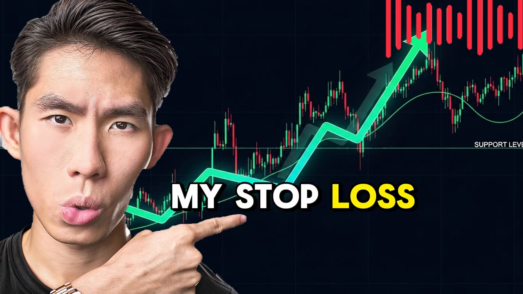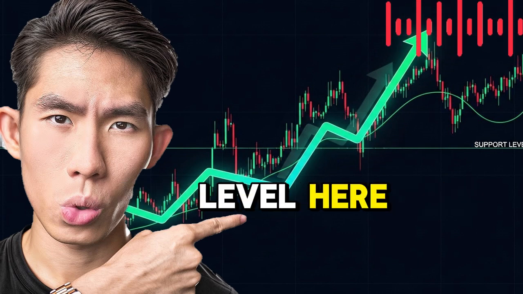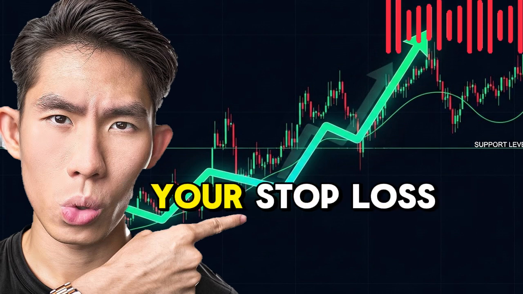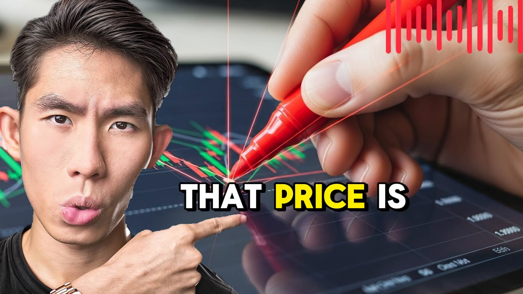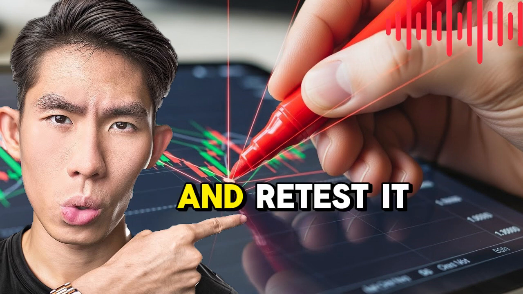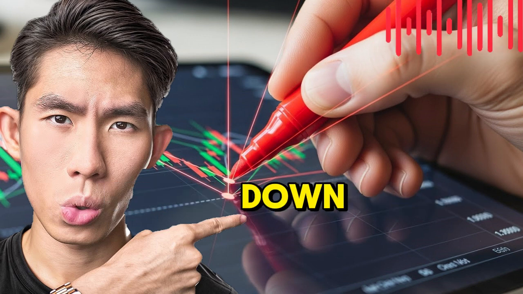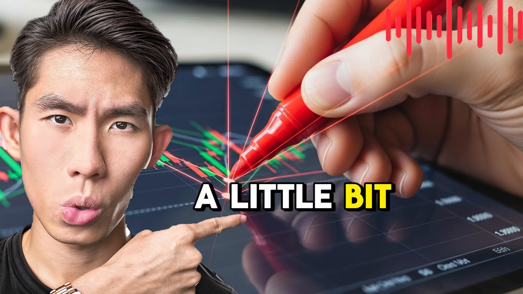And I'll place my stop loss above this resistance level here. And guys, remember, you do not want to place your stop loss super duper tight like this, because there is always a chance that price is going to go back up to this area and retest it before heading back down. So you want to give your stop loss a little bit of breathing room.